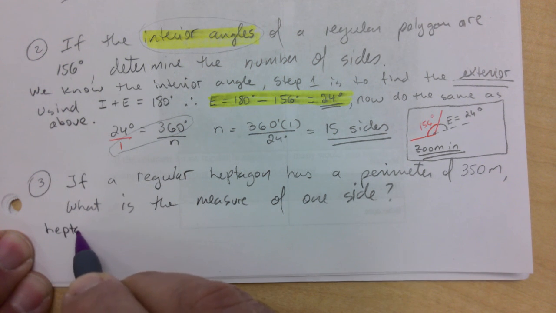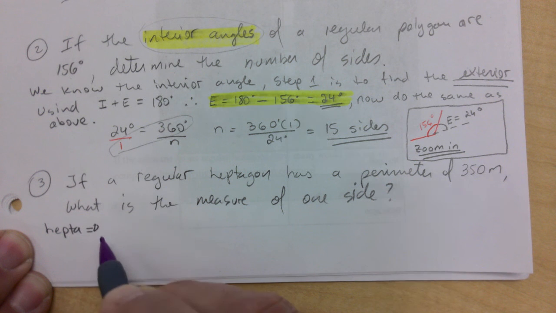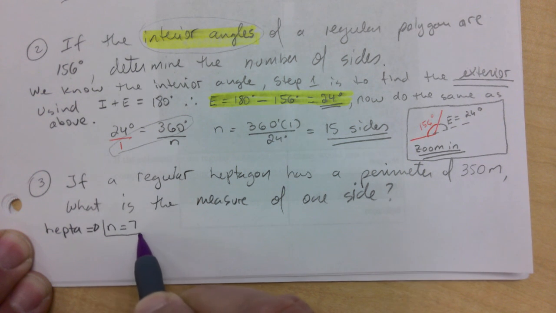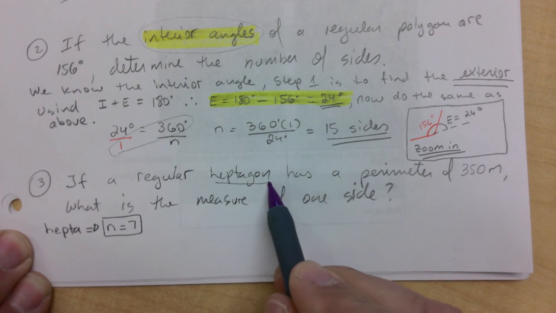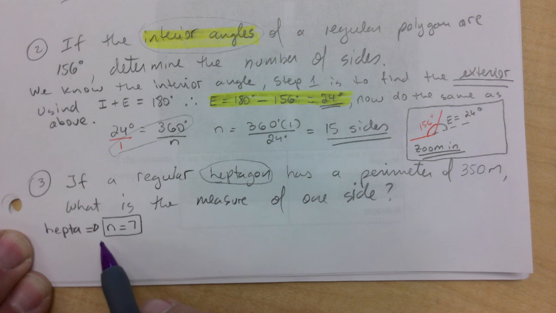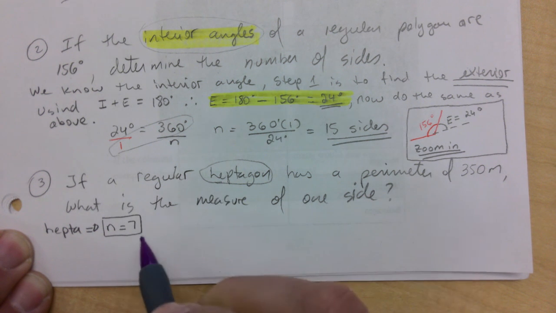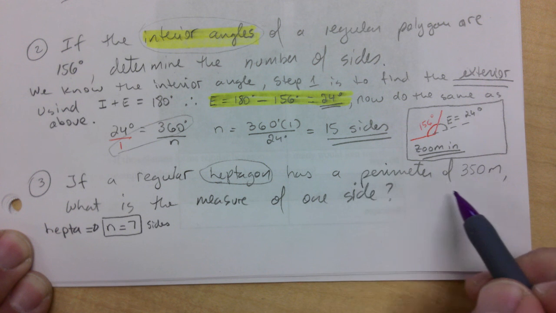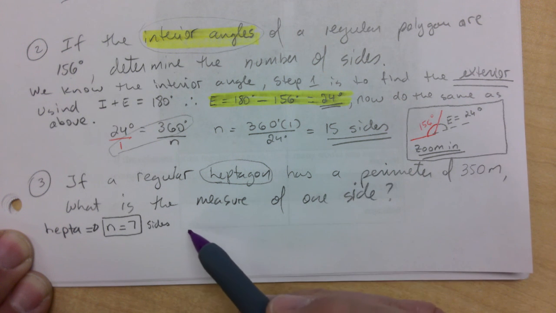Hepta tells us that n is equal to 7. That's important. That's the first thing you should recognize, right? Heptagon. Hepta, that prefix stands for 7 sides. The perimeter is the distance around that shape. So let me give this a try. Let's see. It's basically an octagon.